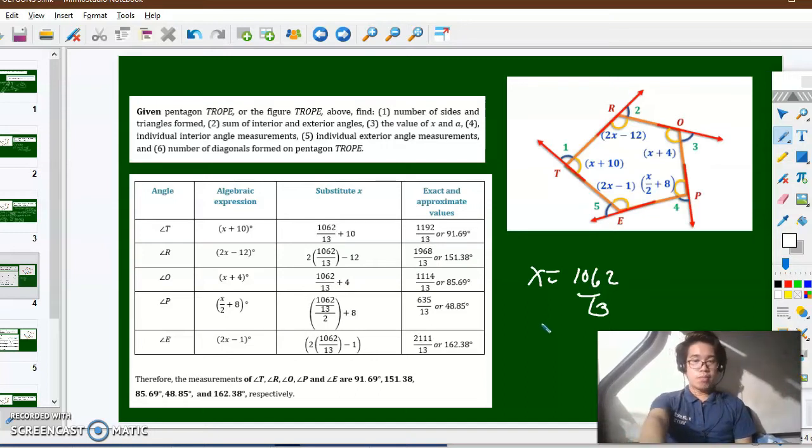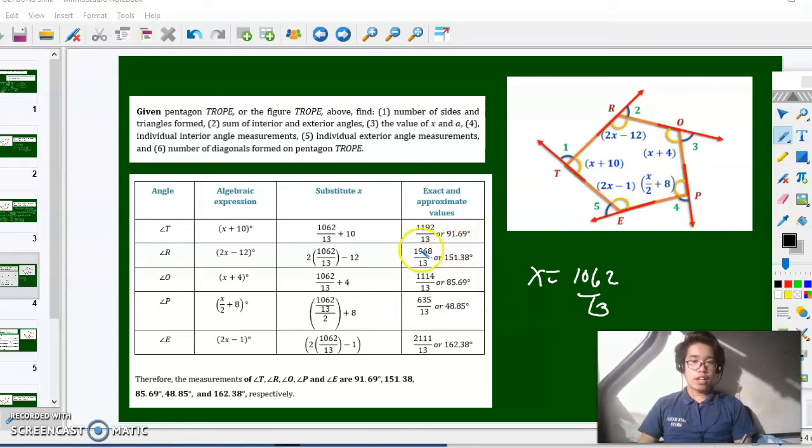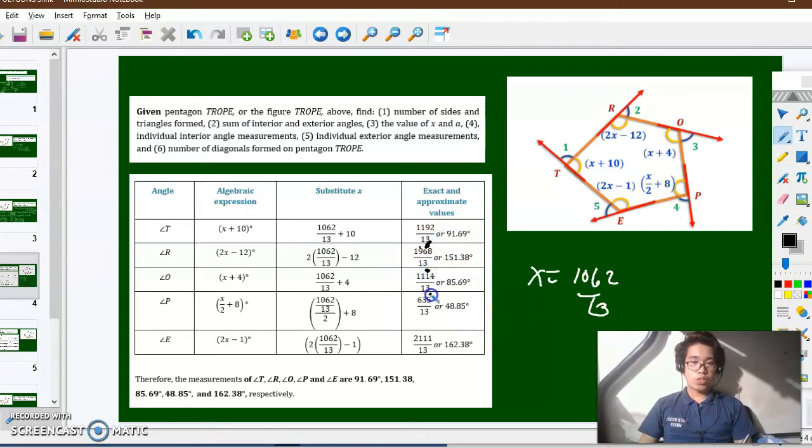That means you multiply 1062 over 13 by the reciprocal of 2, then plus 8, and you get 48.85 degrees. Also we have 2x minus 1. You substitute 1062 over 13 there and you get 2111 over 13, or 162.38 degrees. These are our final answers, the fractions and the decimals, because we want an exact value for each interior angle T, R, O, P, and E.